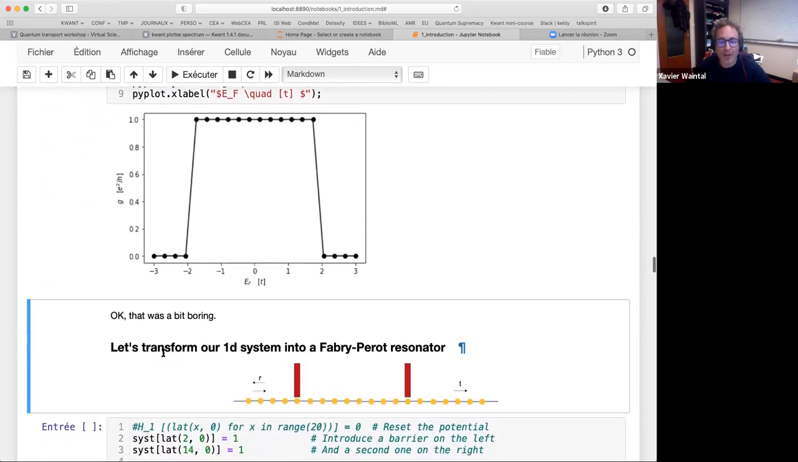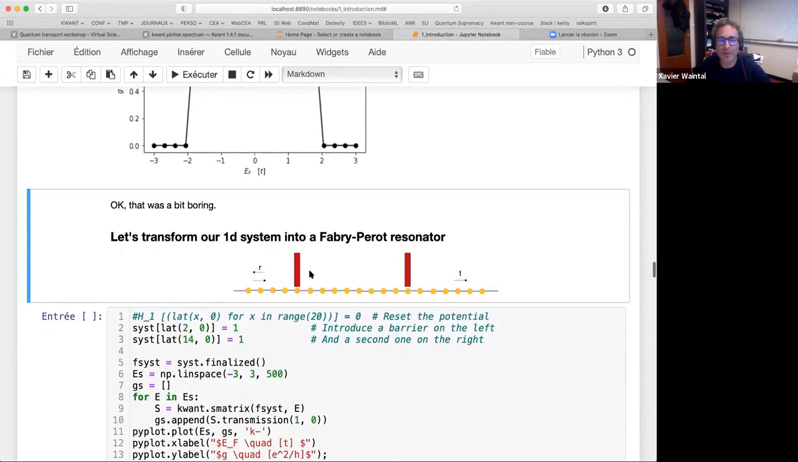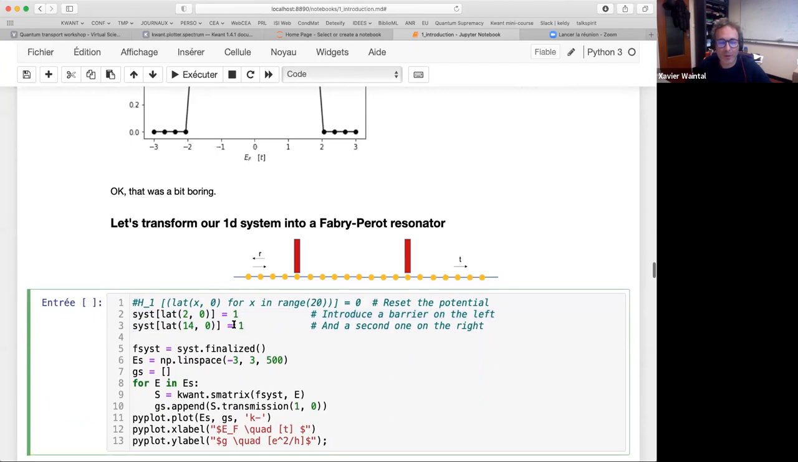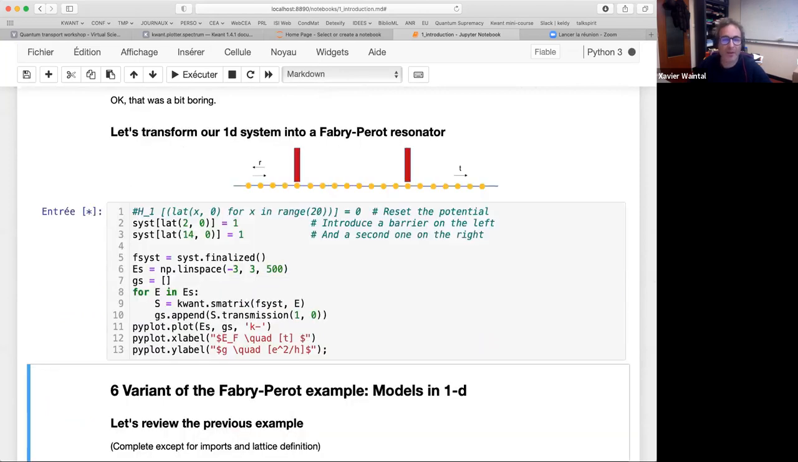So by changing just two lines, we can make this system much more interesting and make it a Fabry-Perot interferometer. So now I will change the potential on this side and change the potential on that side using these two lines here. So you see, you just select a region of the system, and then you just assign a new potential, and that's it. Now you can change it. And now if I repeat the same calculation, all the rest is the same as in the previous cell, I will get a Fabry-Perot interferometer. So, okay, let me run it.